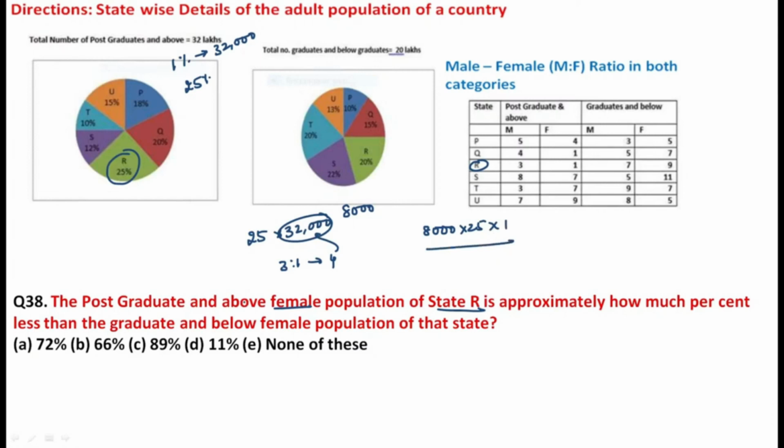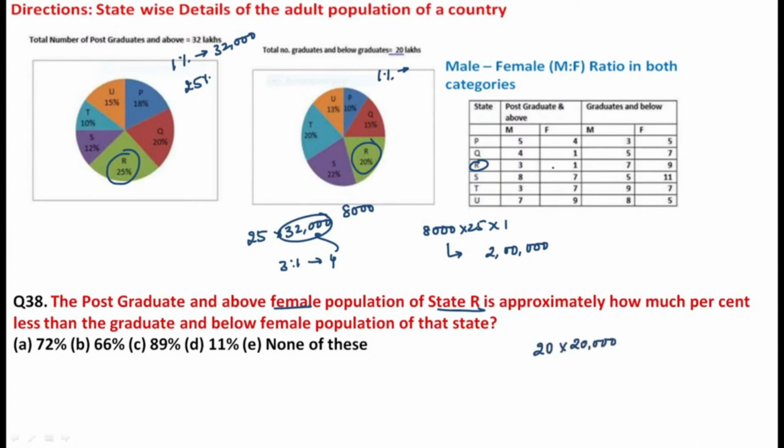So these values are approximately how much percentage less than. You just compare with the less than value. So 25 8s are 2 lakhs. Overall value is 2 lakhs. And compare to the graduate and below females in the population in the same state. It's 20 percentage and 1 percentage is equal to 20,000. 20 percentage is equal to 20 into 20.